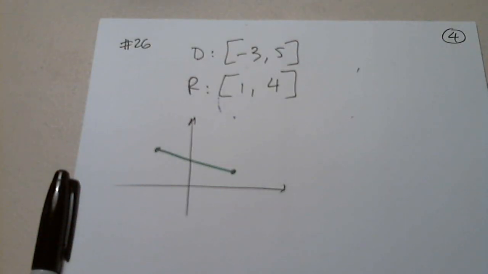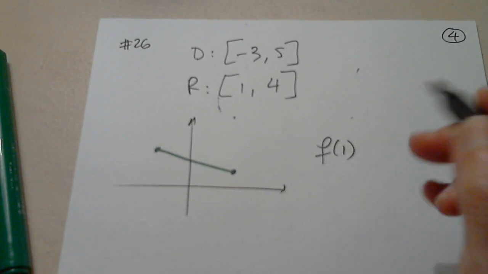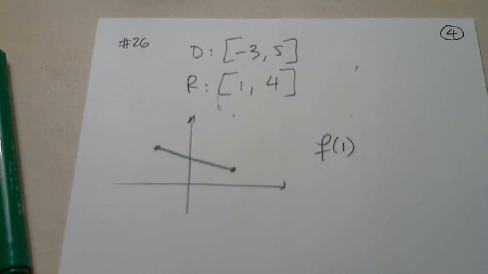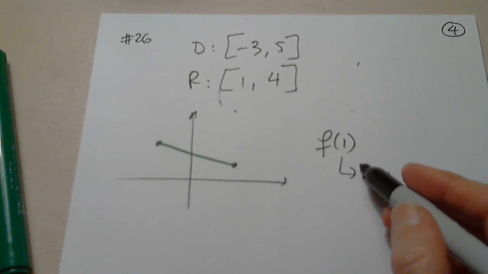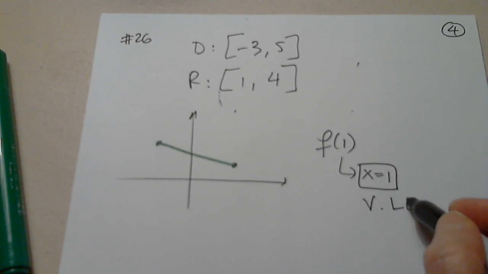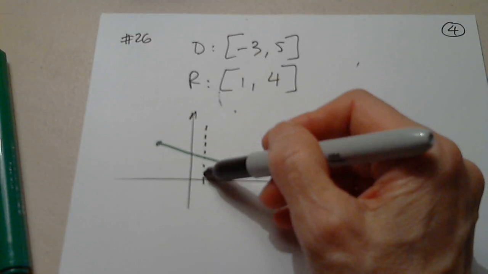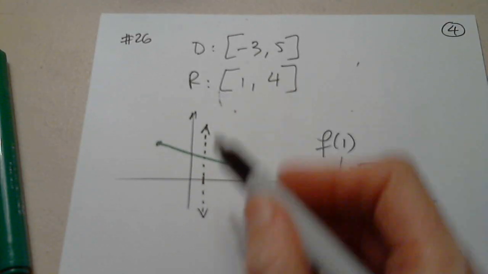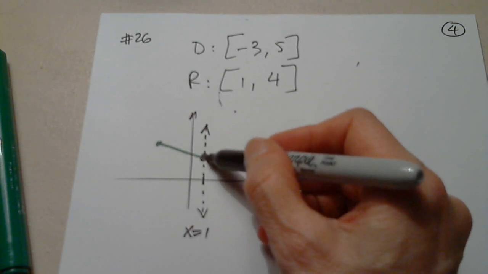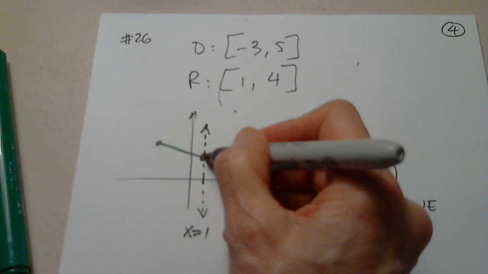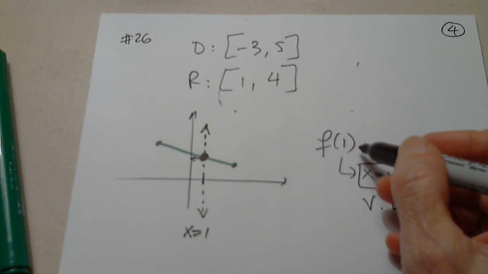Let's suppose now the problem is asking us to find f of 1. How do I find f of 1? It means that x is 1. X equals 1 is a vertical line. Here is 1. I draw, or I imagine I draw, a vertical line that is x equals 1. I realize that it crosses the graph of the function at a point, and I want to read the y value. This is f of 1.